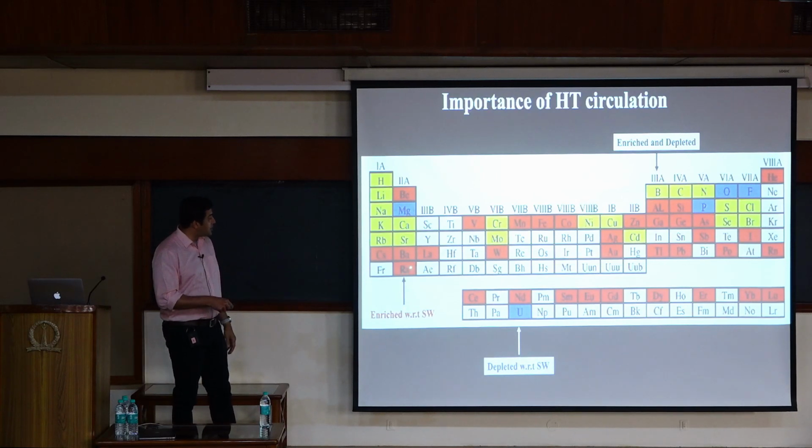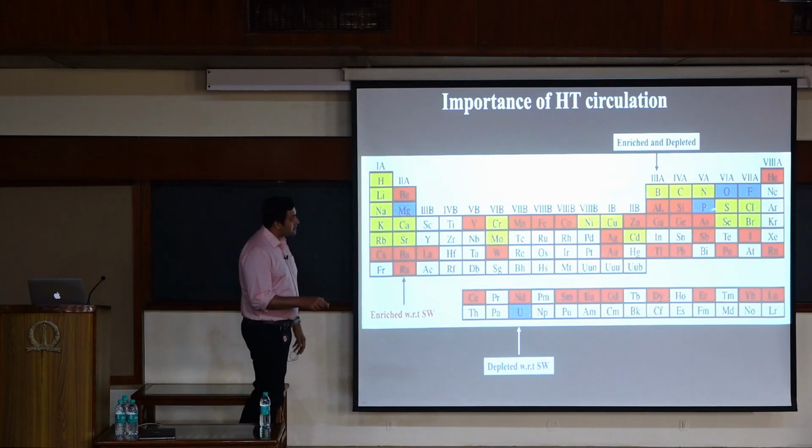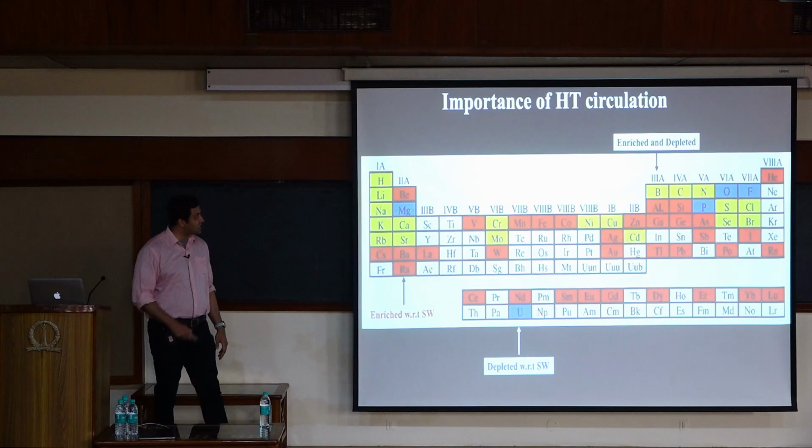For the elements which are in red, they're always enriched. For the elements which are in blue, they are usually depleted. You can see phosphorus, oxygen, fluorine, magnesium, other classical examples.